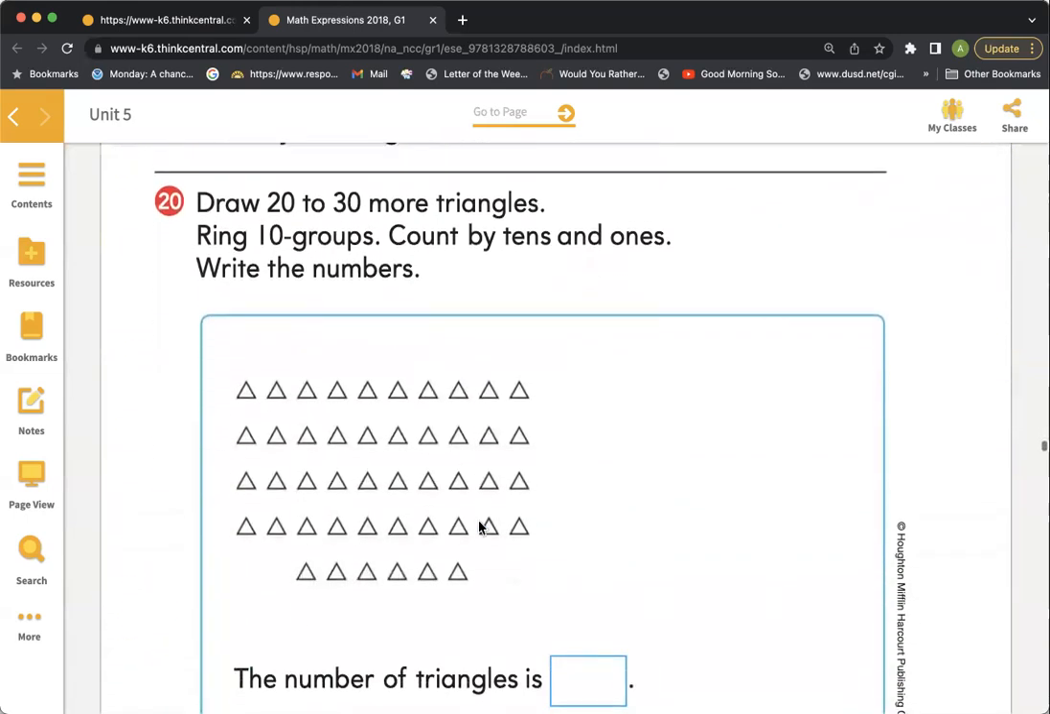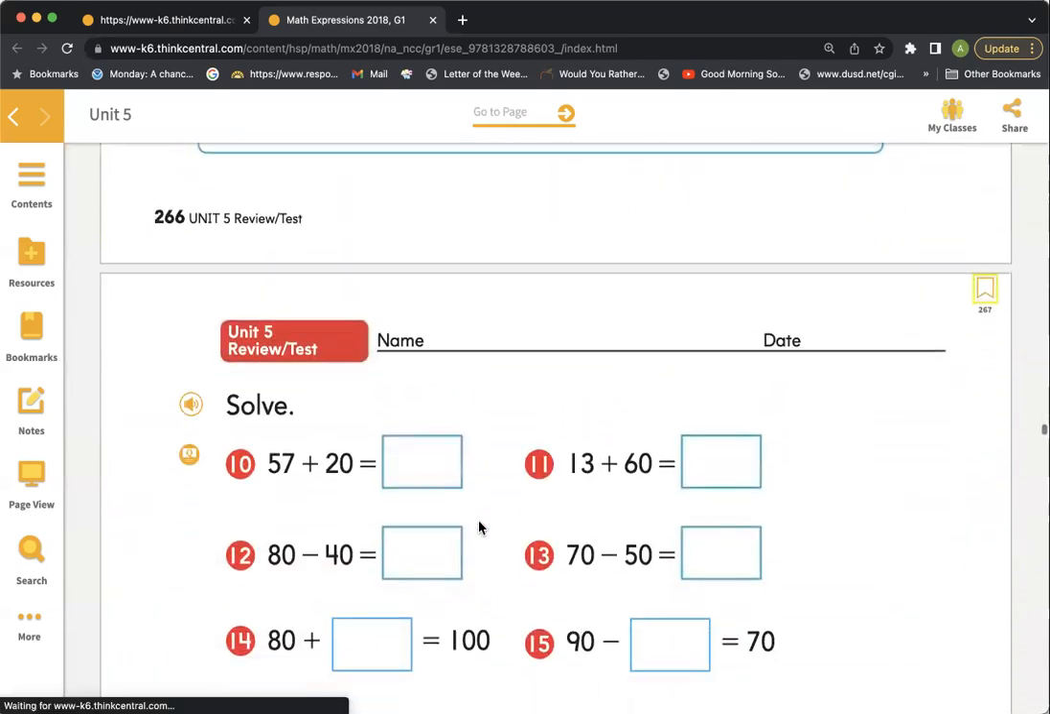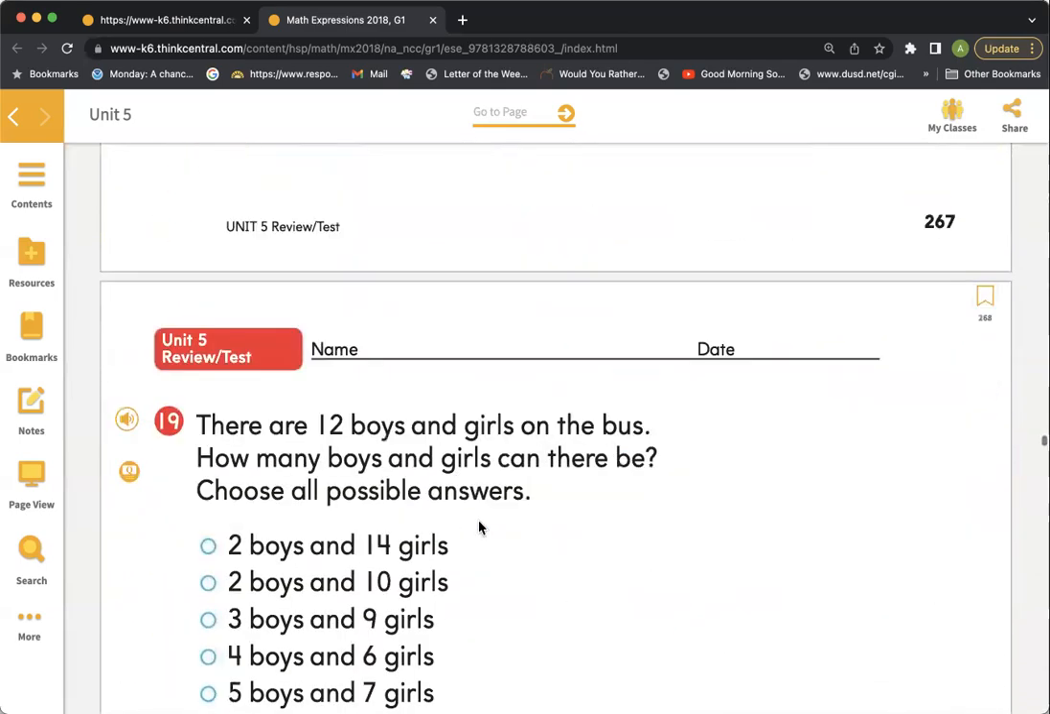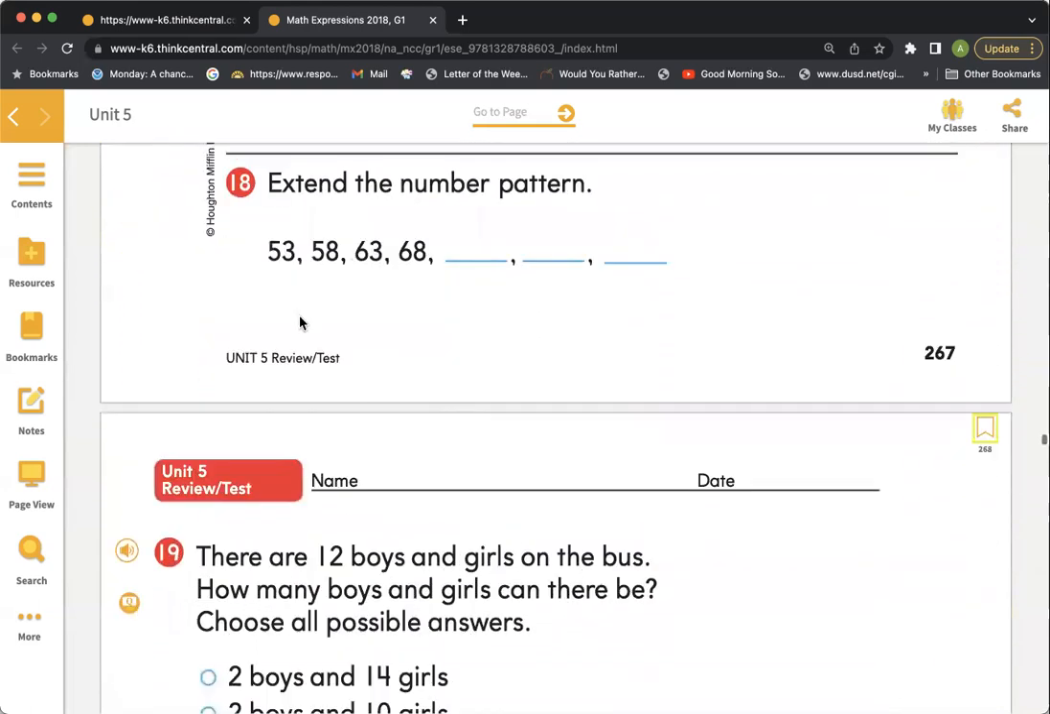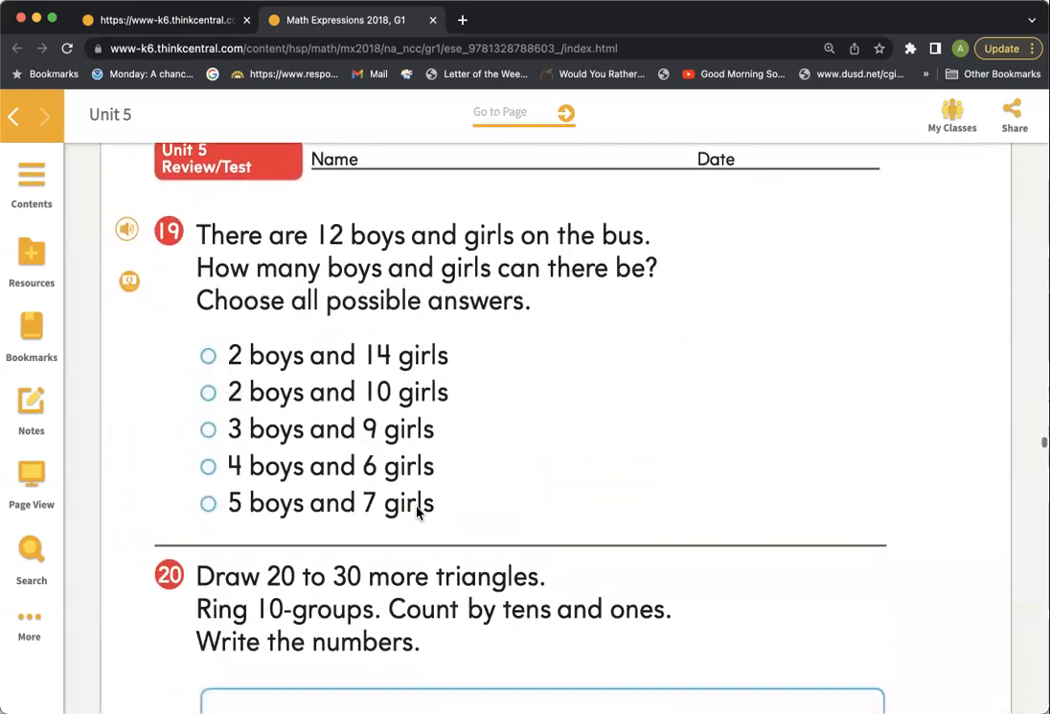All right, we're on the last page and there's 2 problems here. Last page, problem 19. It says there are 12 boys and girls on the bus. How many boys and girls can there be? Choose all the possible answers.